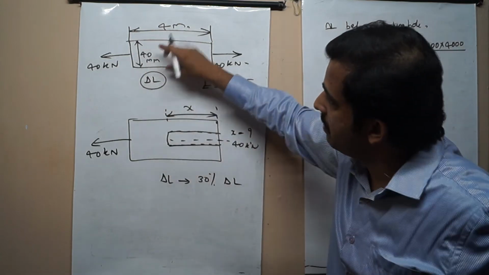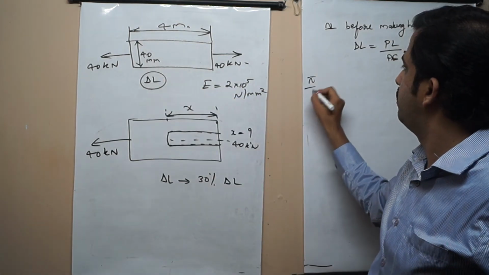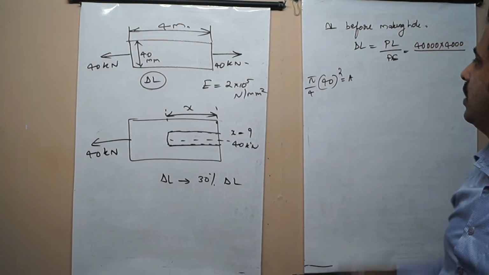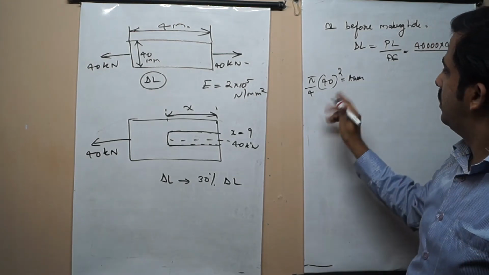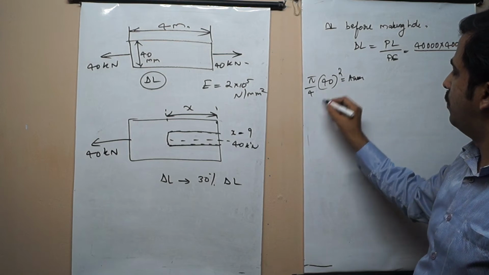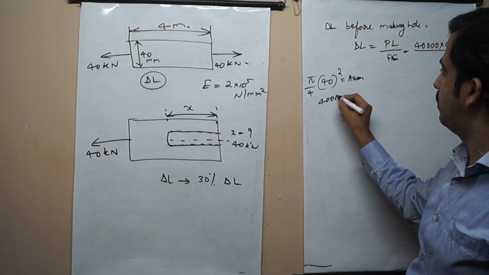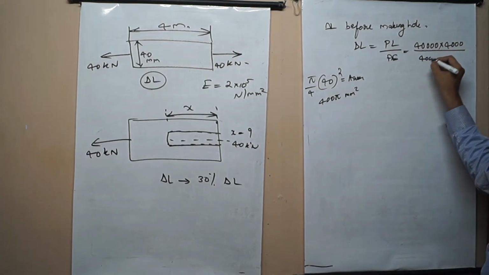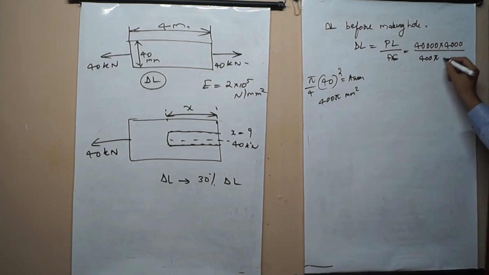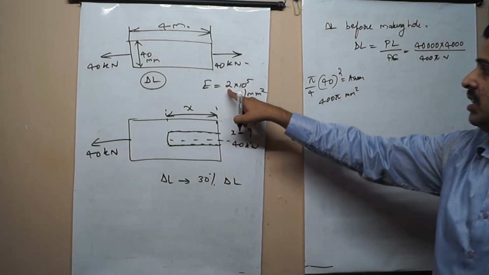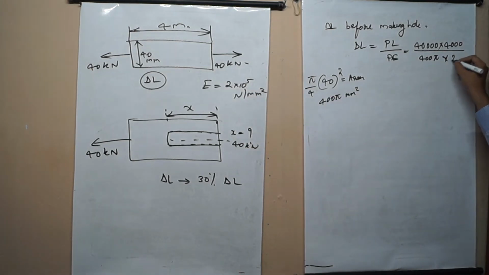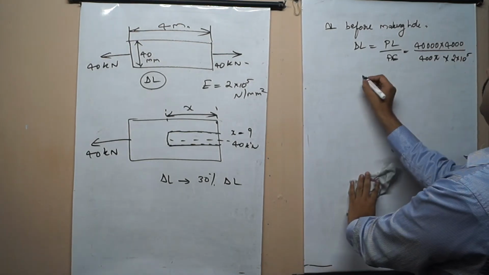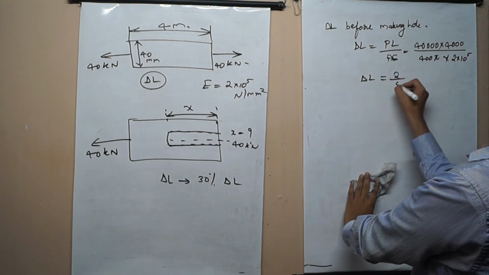Area is equal to pi by 4 into d square, pi divided by 4 into 40 square, that is the area. This is equal to 400 pi mm square. I am substituting here 400 pi into the elasticity value given for the steel, 2 into 10 power 5. On solving this, you will get delta L is equal to 2 by pi mm.